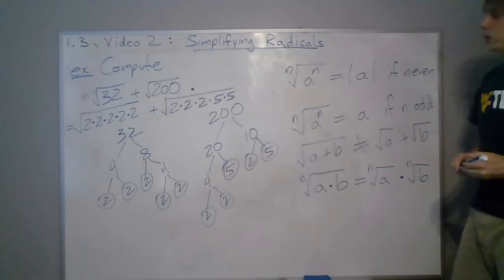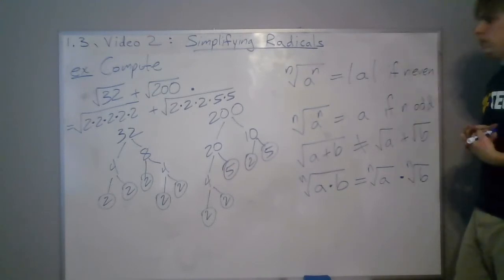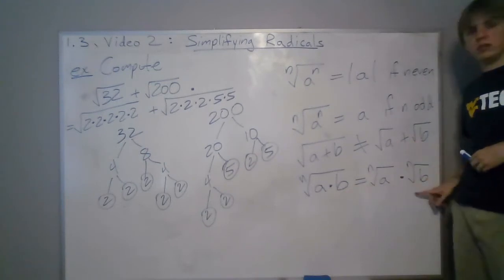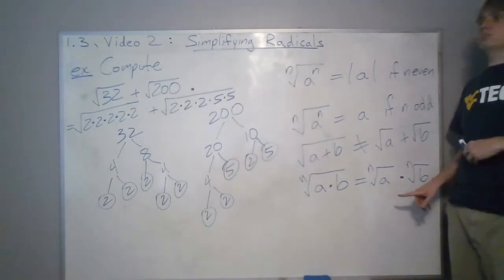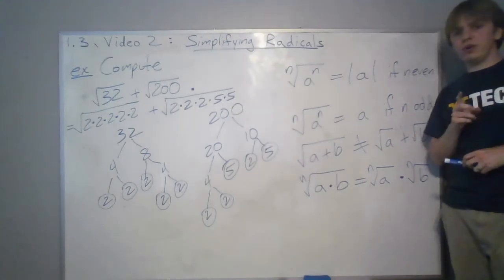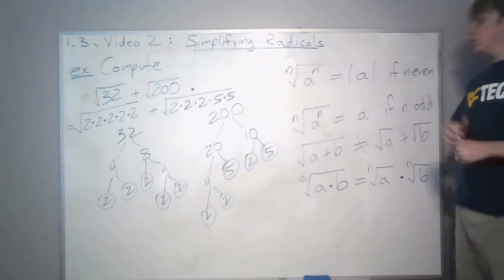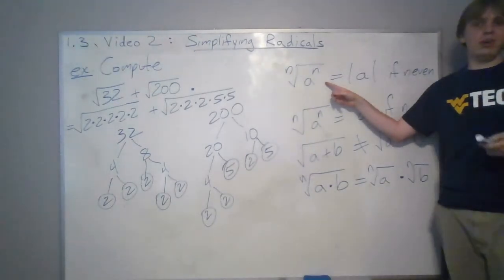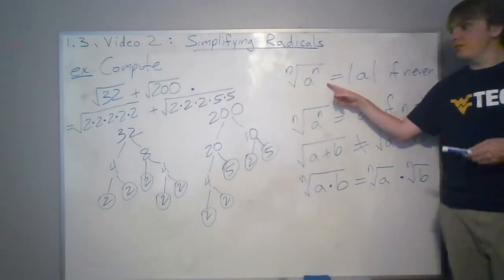Okay, now I'm going to try and combine a couple of these rules on the right. One of the rules says if we have a root of a product, we can split it up into a product of separate roots. We want to take a square root of squares. We want to take a cube root of cubes.